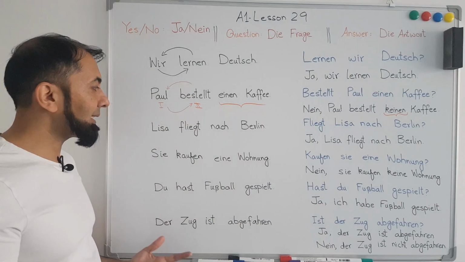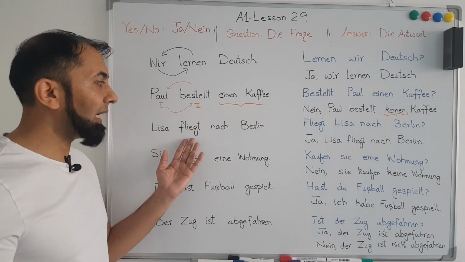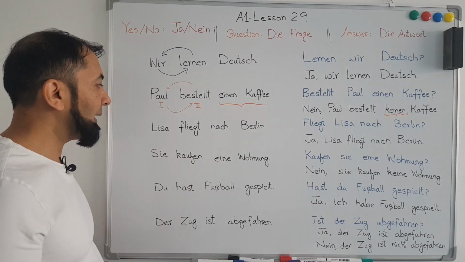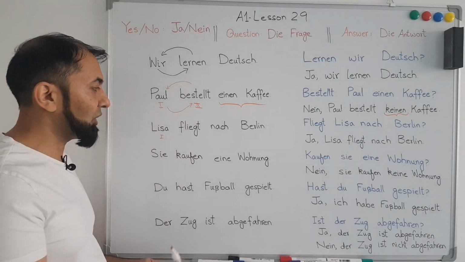Now let's look at the next example, which is Lisa fliegt nach Berlin. Lisa flies to Berlin. Now in this sentence also, at the first position we have the subject, which is Lisa.